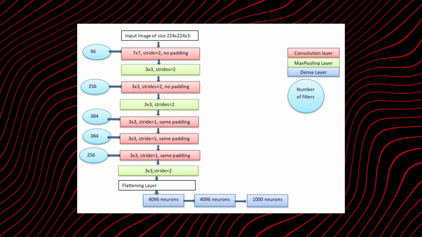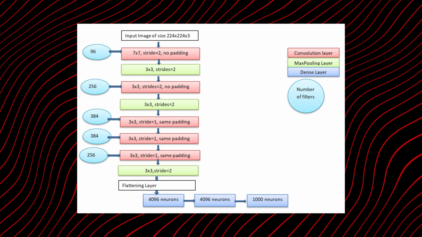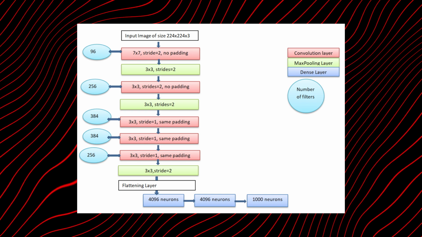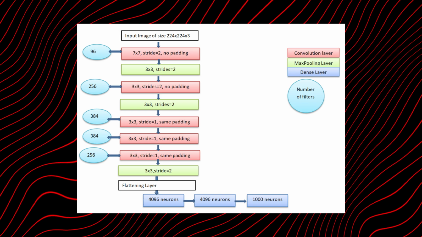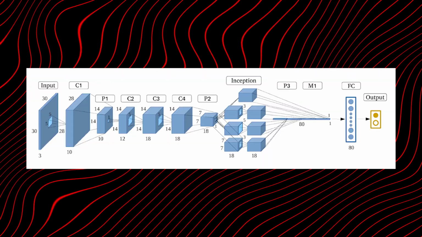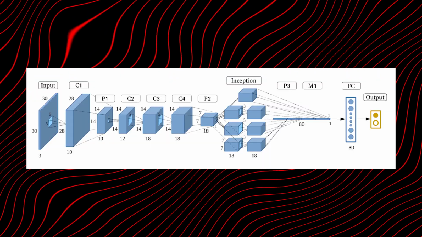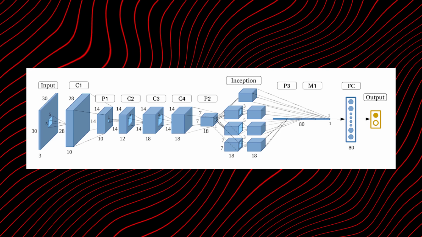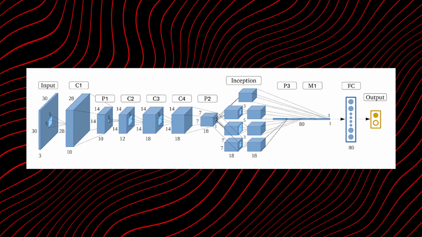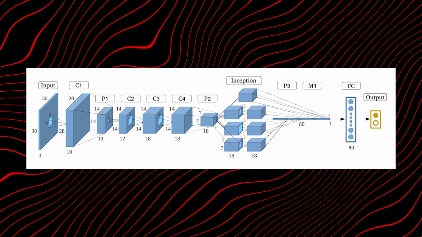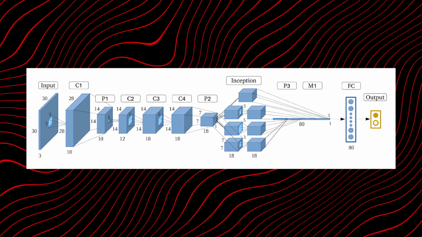Now, ZFNet, which was developed by Matthew Zeiler and Rob Fergus. It won ILSVRC 2013, and it improved on AlexNet by tweaking hyperparameters, particularly in the middle convolutional layers. After that was GoogleNet, developed by Szegedy et al. from Google, which won ILSVRC 2014. It introduced the inception module to reduce the number of parameters significantly, and it replaced fully connected layers with average pooling at the top of the network.